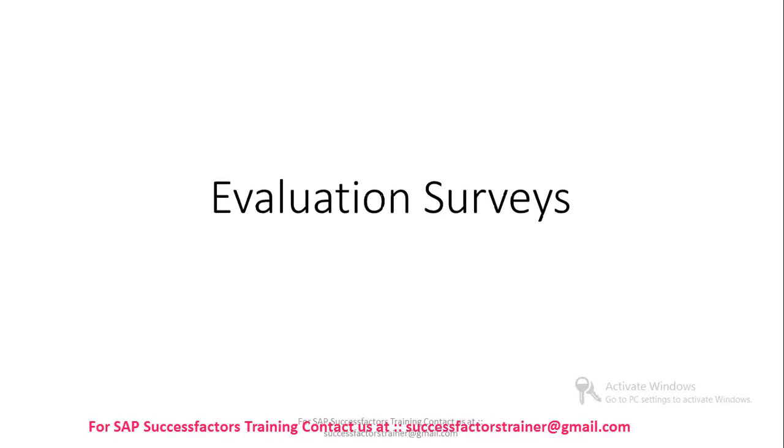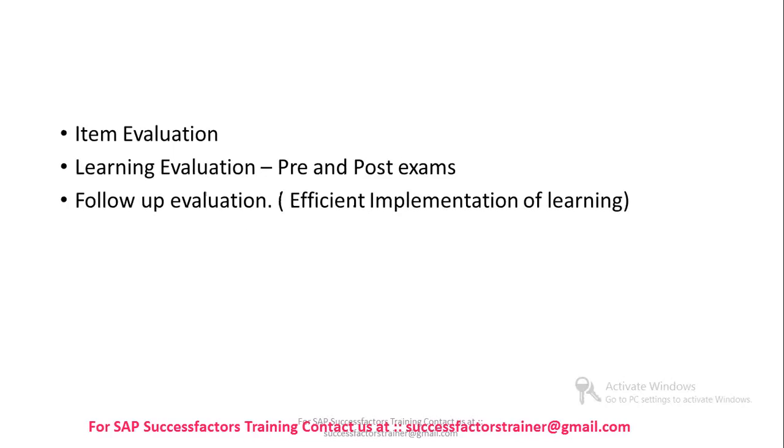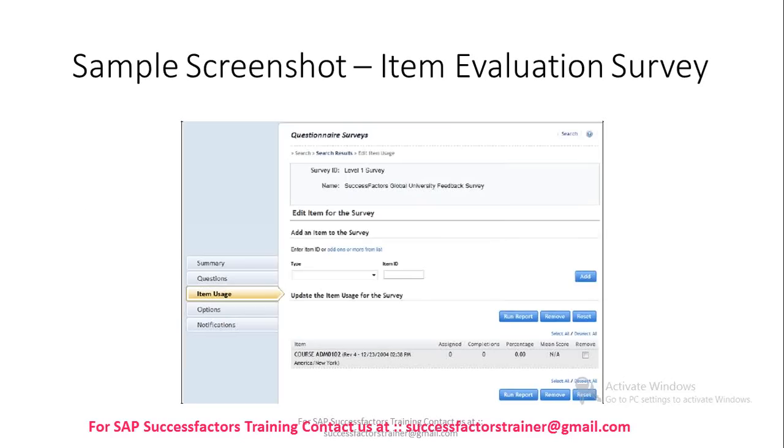Now moving on to the next workflow, which is called evaluation surveys. Evaluation surveys can be split into three types: item evaluation, learning evaluation, and follow-up evaluation. After someone takes up the trainings, you can get feedback from them on how the training was done, a feedback form kind of thing. You can also evaluate what they have understood from the training item, examine them using pre and post exams, and implement follow-up evaluations. This can all be done using the question editor available in the learning management system, which allows you to create questions and pages that you can make available for training items. So this is in general how the screenshot that you're seeing works.